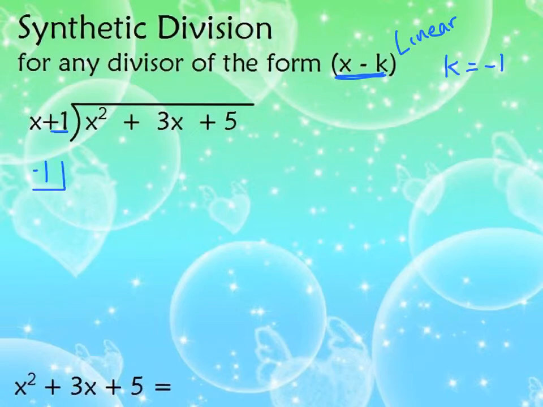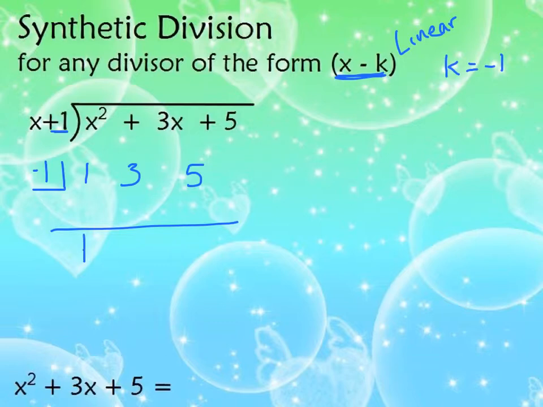All right, so what we do is we put that k value up here in a box, and then you list out the coefficients of your polynomial. So x squared has a coefficient of 1, 3x is a 3, and 5 is just a 5. And you're only dealing with numbers. Leave a line of work, and then here's where you do the pull it down, multiply, subtract kind of business. So I'm going to pull down the 1.